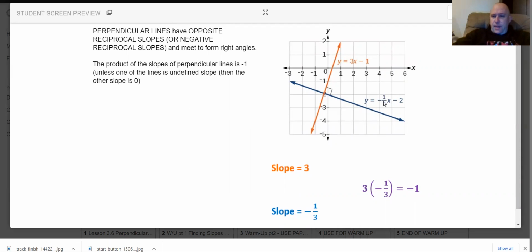Now, if we do have -1/3, you can sort of see how we could flip this and it would become 3/1. And then if we change the sign, it becomes +3/1. And remember to simplify those. So 3/1 would just be 3.